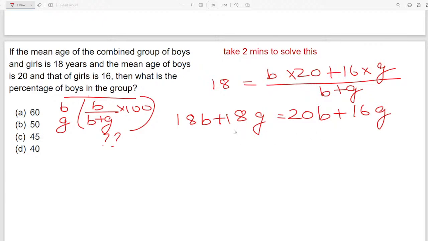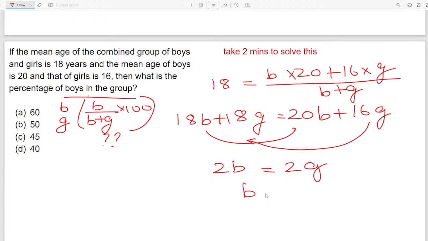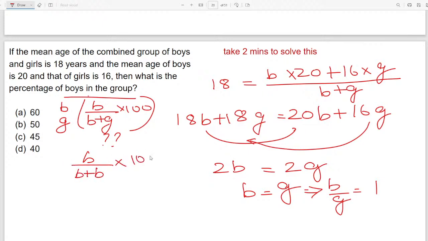So we'll move this B here and this G this side. This is 2B is equal to 2G. So we know we have B is equal to G, or B by G is equal to 1. So if we need to calculate B by B plus G, we know that B is equal to G. B divided by B plus G into 100 is B upon 2B into 100. This is 1 by 2 into 100, which is 50.